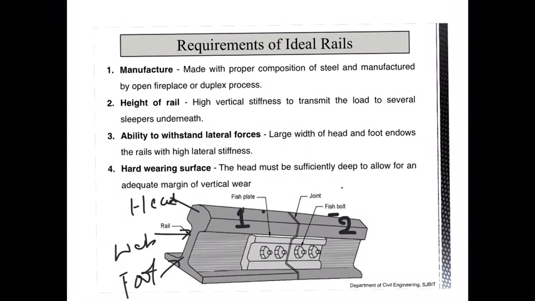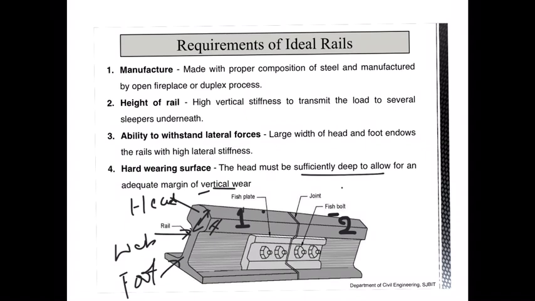The next requirement is that the rail should have sufficient capability to withstand the lateral forces. This ability to withstand the lateral forces can be achieved by providing greater width at the head and the foot section. That also ensures the rail section has a sufficiently high lateral stiffness. And the next is the resistance to wearing. Here the head portion has to be designed in such a way that sufficient height is provided in the head section, to account for the wear that occurs in the rail section under the application of heavy moving loads.